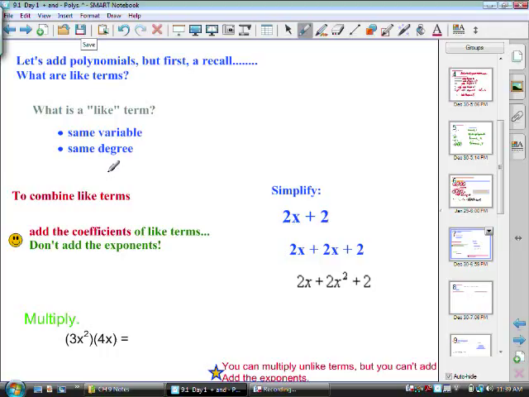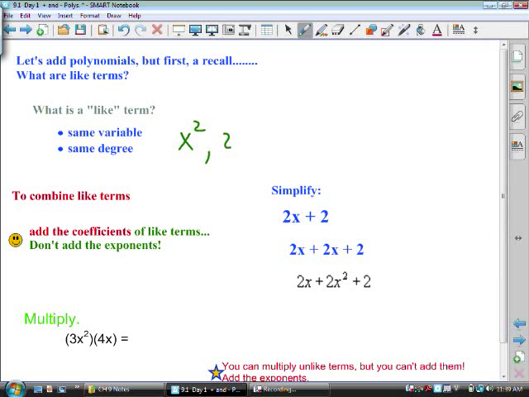Okay, girls, we're back. Just one more word about like terms that I wanted to mention before we start adding and subtracting polynomials is for you to remember that like terms have the same variable to the same degree. So, for example, x squared and 2x squared are like terms.